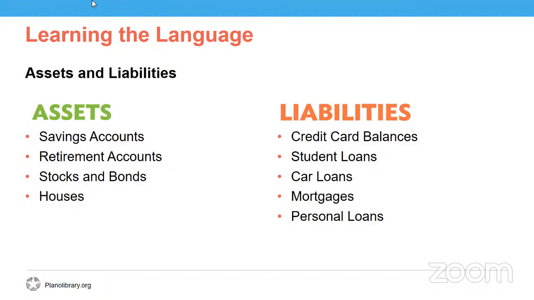So, learning the language. It's important to understand the language used around financial matters. Assets, liabilities, and net worth are the 3 basic concepts, and those can help you to better understand the steps to building wealth. So assets. Assets are things that you own that have value. A wealth creating asset is a thing you own that has value, and that value generally increases.